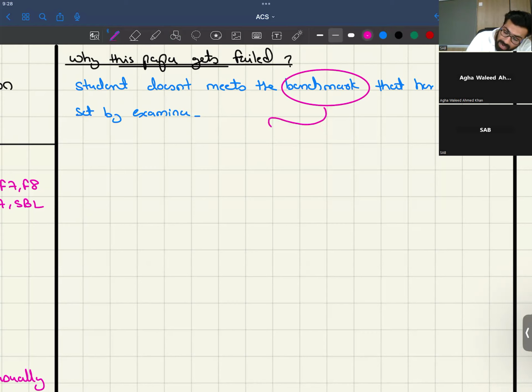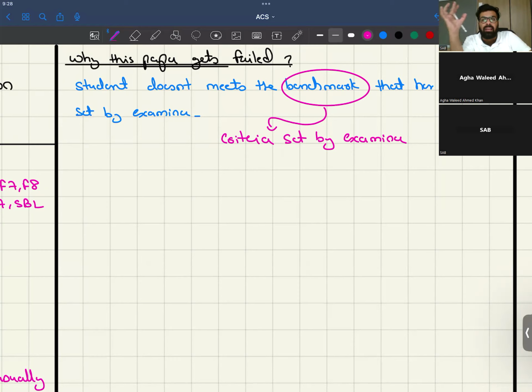Yes, there is a criteria, right? There is a criteria set by the examiner that if your answer meets that certain criteria, then only you can pass this paper. So how is this possible? How exactly can this happen?